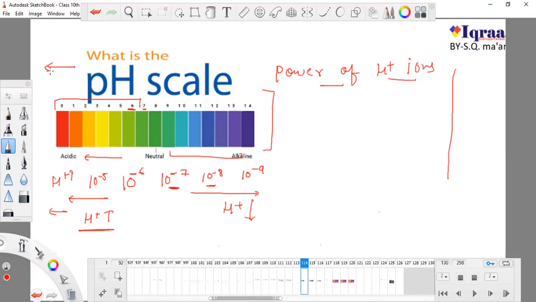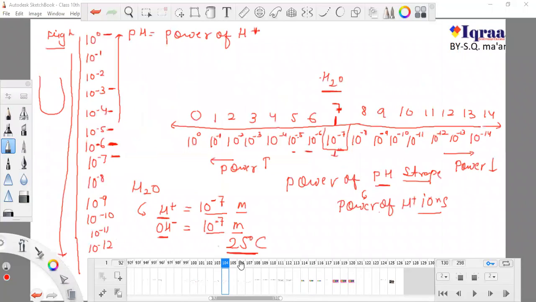So if you go there, the power of H plus ion increases. If we are going here, the power of H plus ion is increasing drastically, and if we are going here, the power of H plus ions is decreasing. So here it is an increase of H plus ion, and here it is a decrease of H plus ion. Because we know, don't forget this, that 10 to the power minus 7 is more powerful than 10 to the power minus 8 in terms of H plus ions.